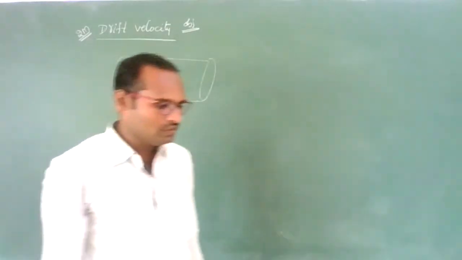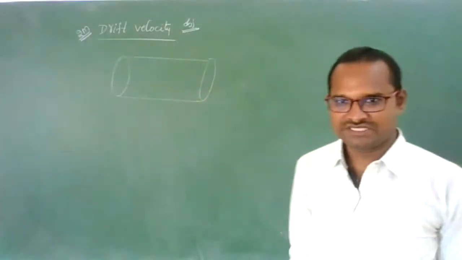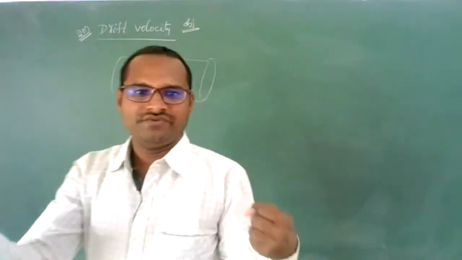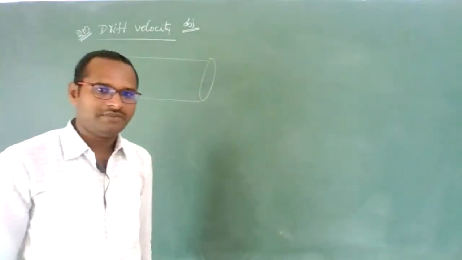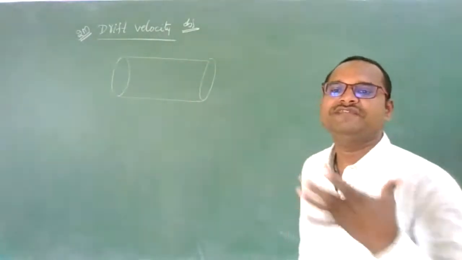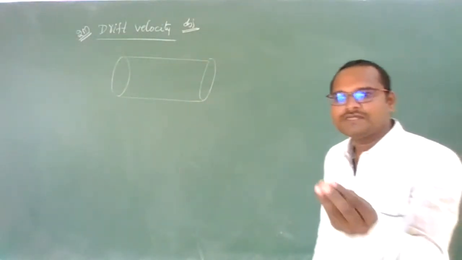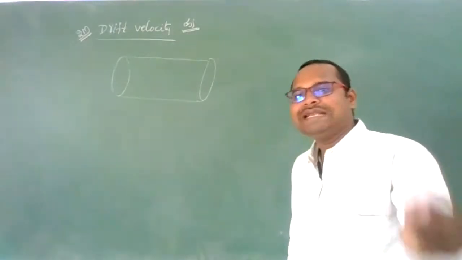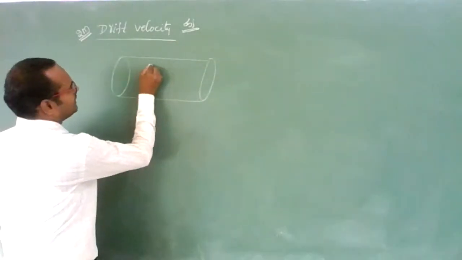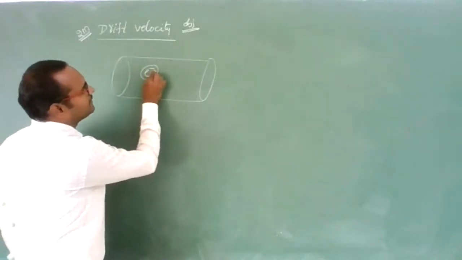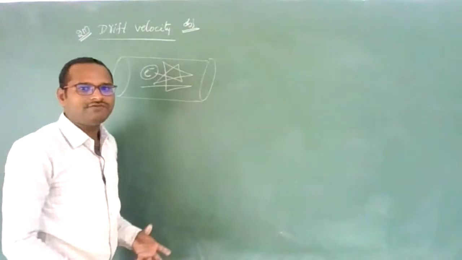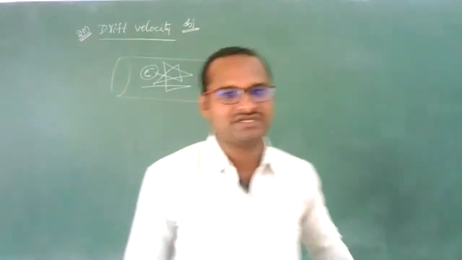In that conductor, there are many atoms, and all the atoms are bonded very tightly. But in conductors, atoms may have some free electrons. Those free electrons will move randomly in all directions, here and there. See here, let us suppose some electrons are there. This electron can move randomly in a zigzag way like this. Why will it move? Because of the thermal energy of this conductor.